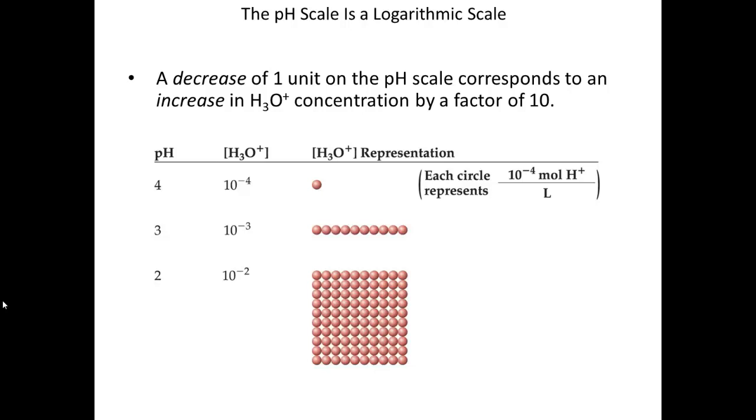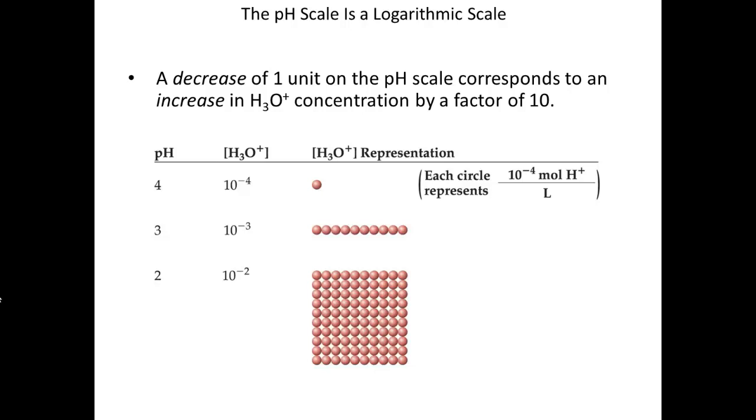So keep in mind that this is a logarithmic scale. What that means is for every decrease of 1 unit on the pH scale, that corresponds to an increase in hydronium concentration by a factor of 10. So a pH of 4 means, if you put in the negative log, you have a concentration of 1 times 10 to the negative 4. If you were to represent that with balls, it would be 1 dot. So each dot represents 10 to the negative 4 moles of hydronium per liter.